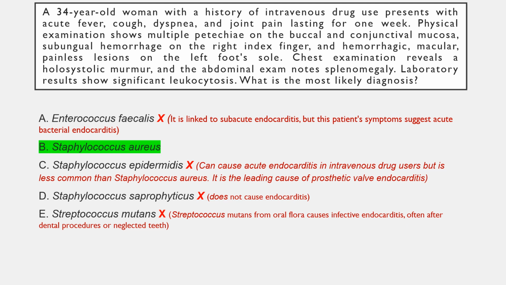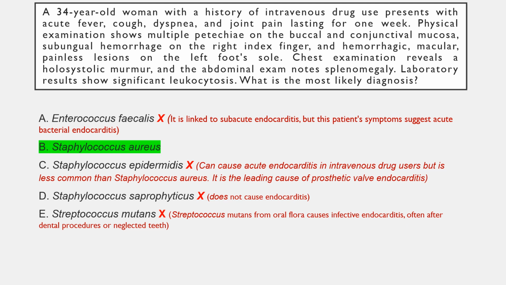Option C is incorrect, as Staphylococcus epidermidis can cause acute endocarditis in intravenous drug users, but it is not as common as Staphylococcus aureus. Staphylococcus epidermidis is the leading cause of prosthetic valve endocarditis. Option D is incorrect, as Staphylococcus saprophyticus does not typically cause endocarditis. It typically causes urinary tract infections in young women.